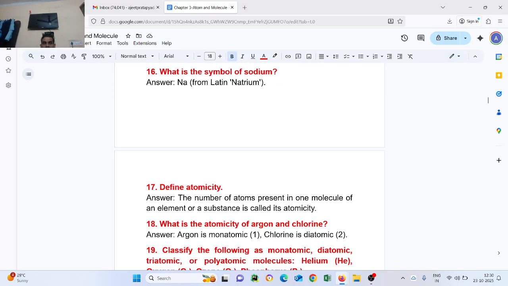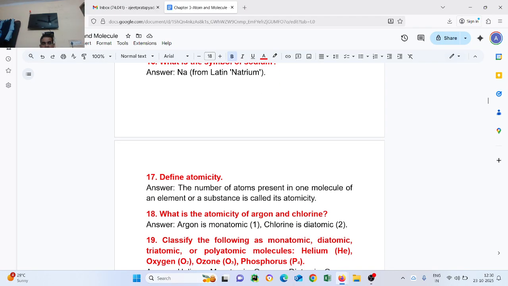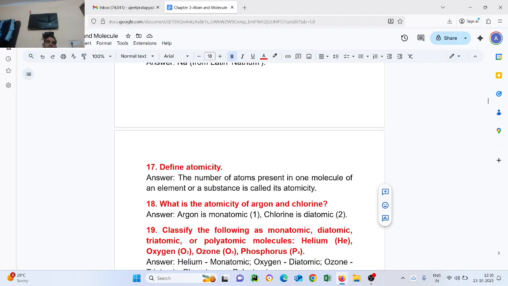Question number 18. What is the atomicity of argon and chlorine? The answer is: argon is monoatomic, chlorine is diatomic.